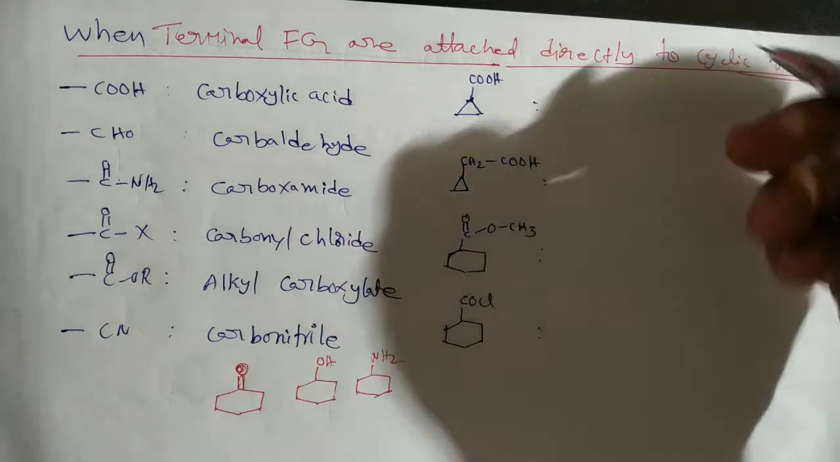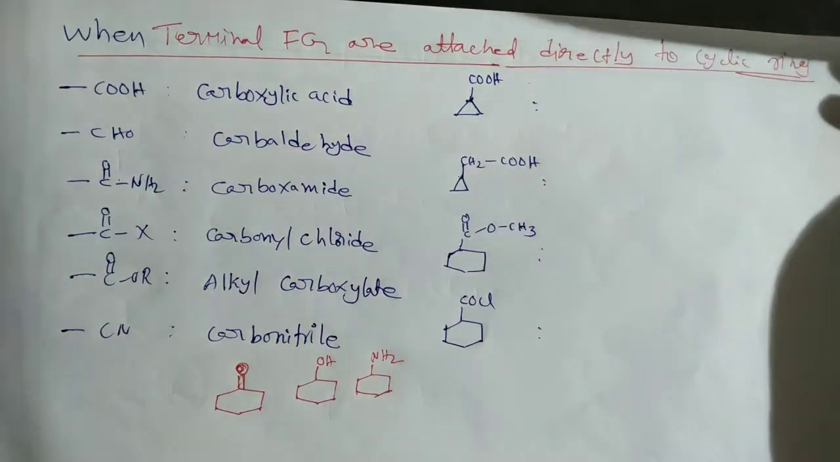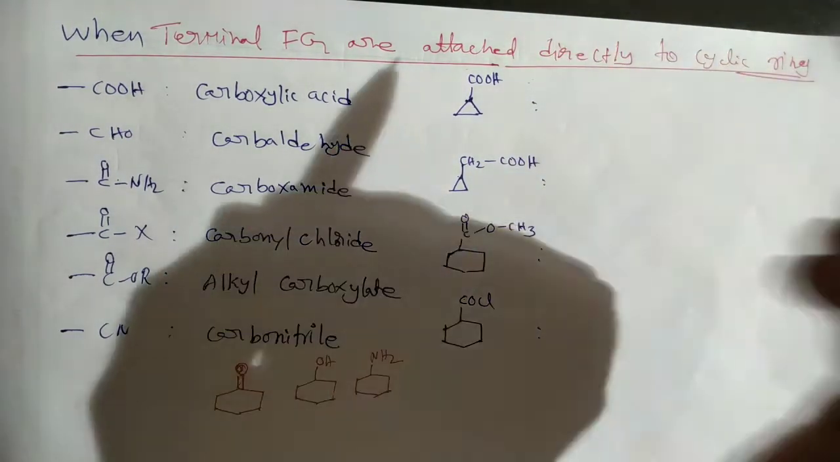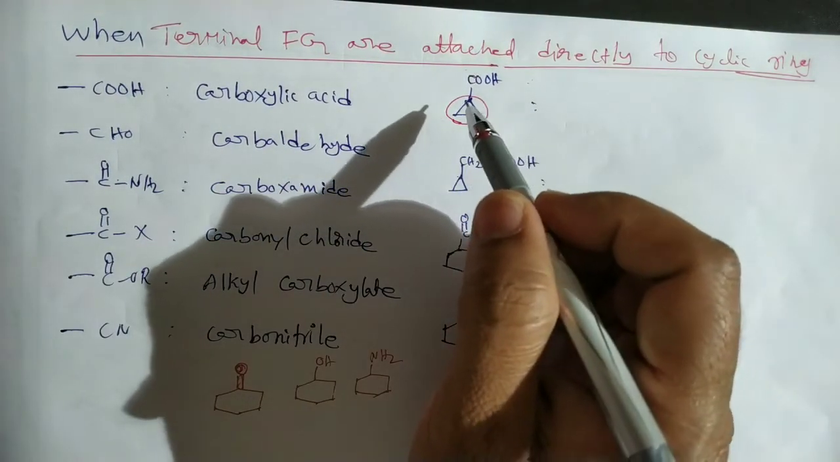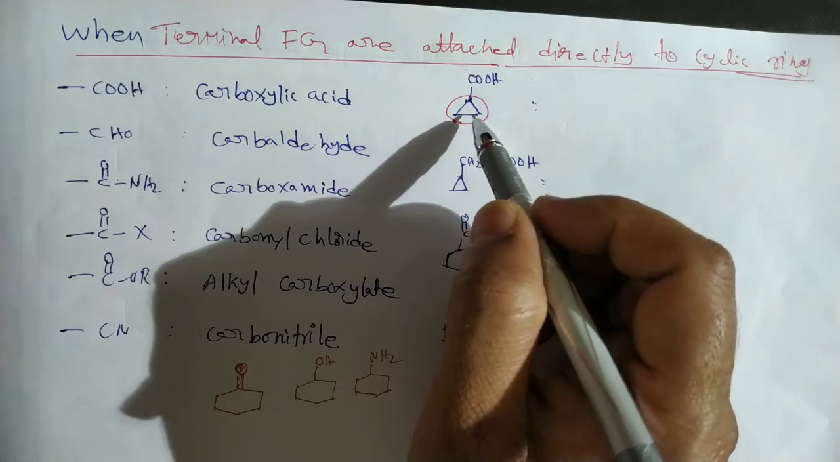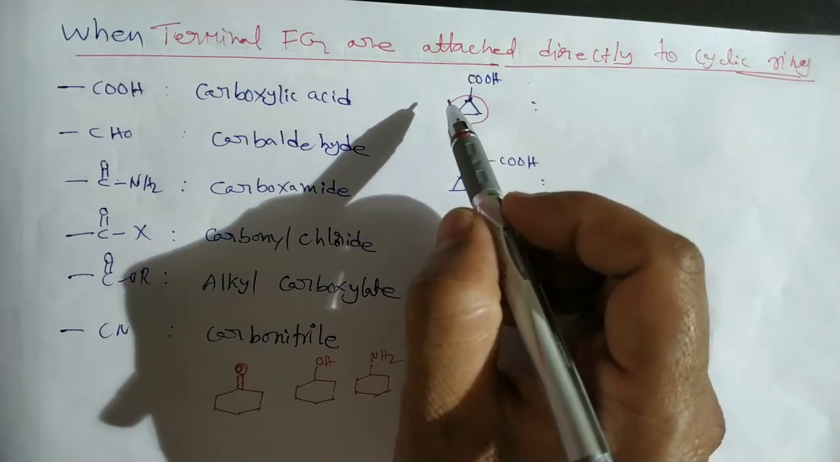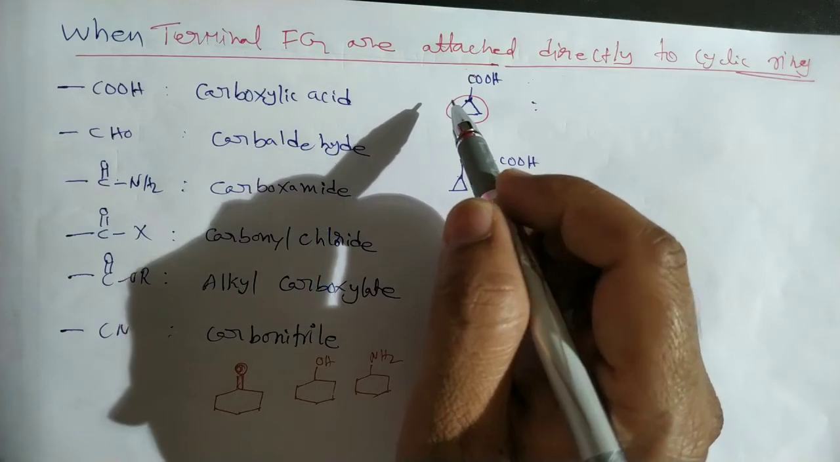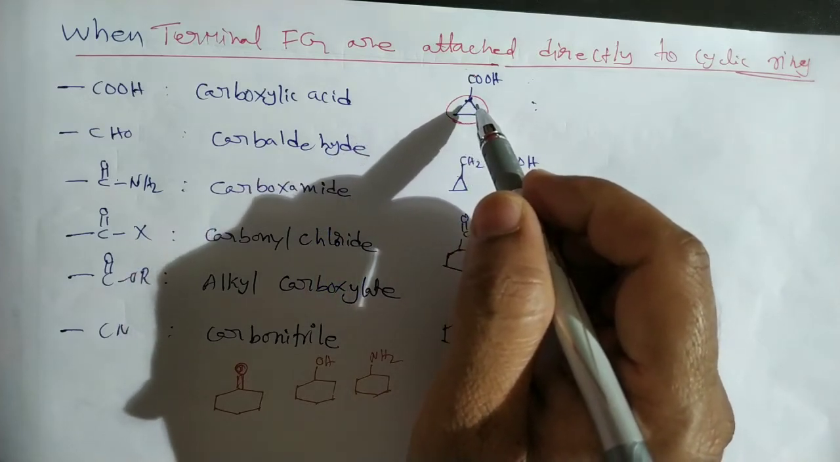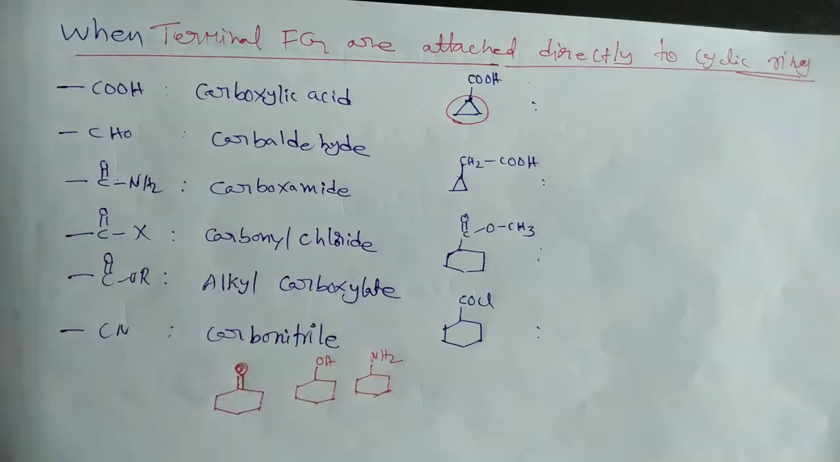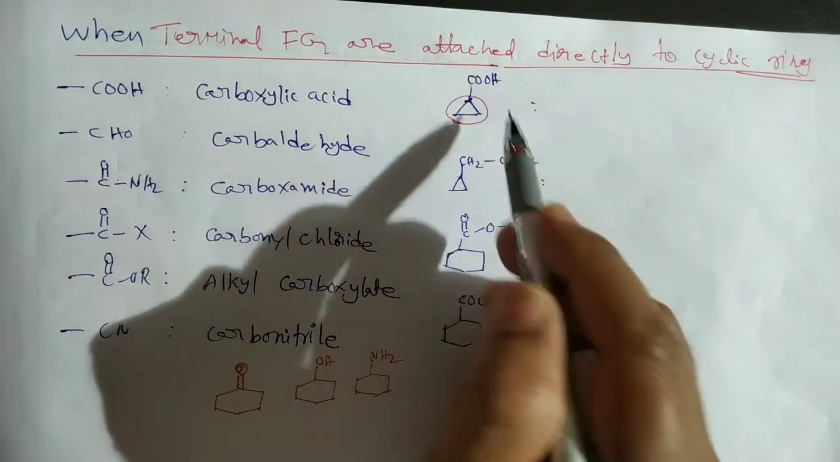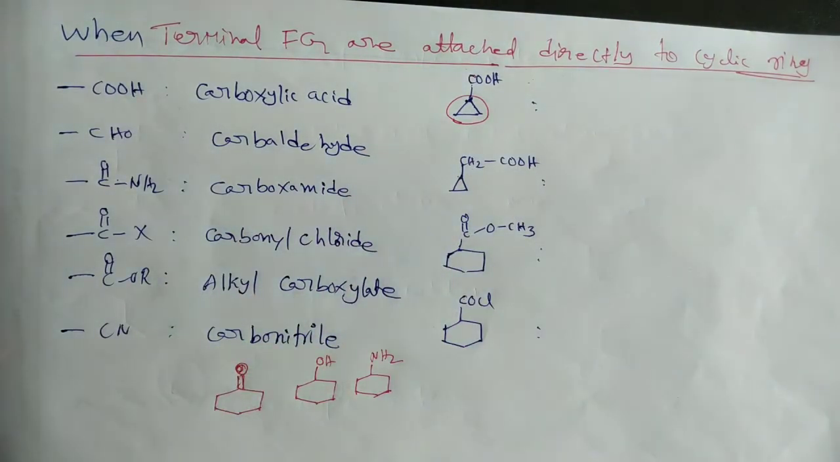But when terminal functional groups are directly attached to the cyclic ring, your naming is completely different, because this carbon cannot be included in this cyclic ring. It is a three-membered ring, so cyclopropane. And it is not a cyclopropanoic acid, and not a cyclobutanoic acid, because the ring has three carbons but the total number of carbons is four. So the carbon of the terminal functional group cannot be included in a cyclic parent chain. That's why different suffixes are used.